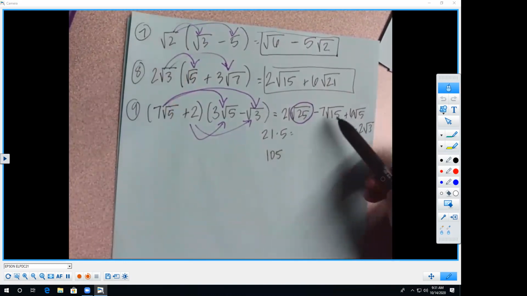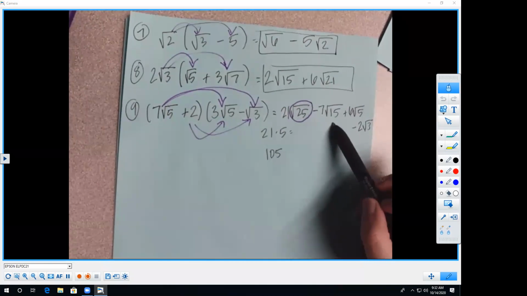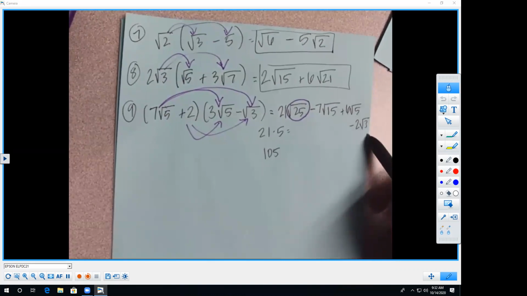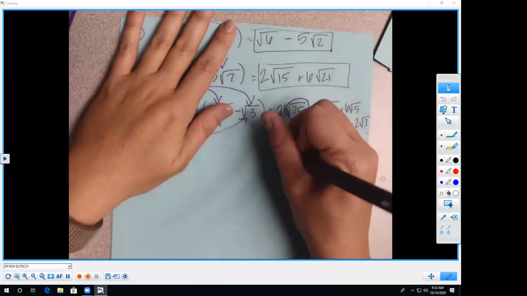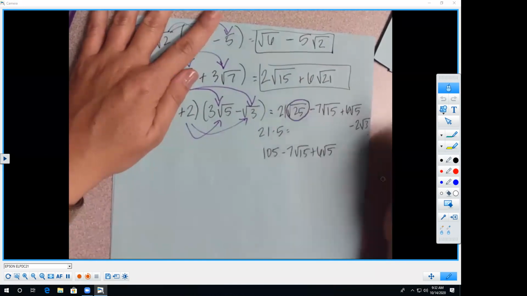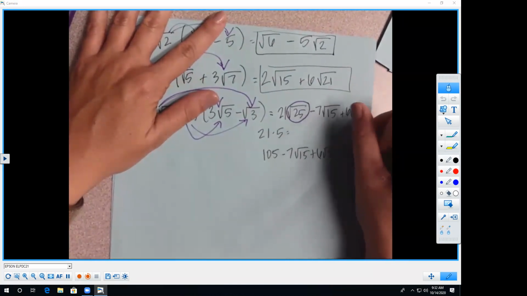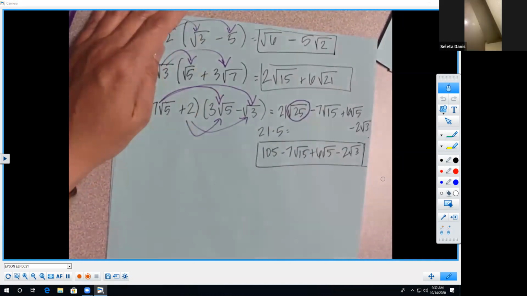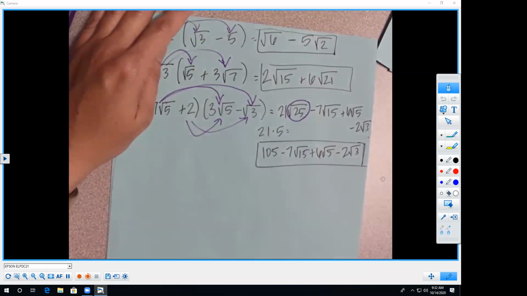Look at the rest of it. Square root of 15. Can I break it down? Take anything out? No. Square root of 5. Can I break it down? Square root of 3. Can I break it down? Can I combine any of those? So just write it all after that. Minus 7 square roots of 15 plus 6 square roots of 5 minus 2 square roots of 3. Questions about that?